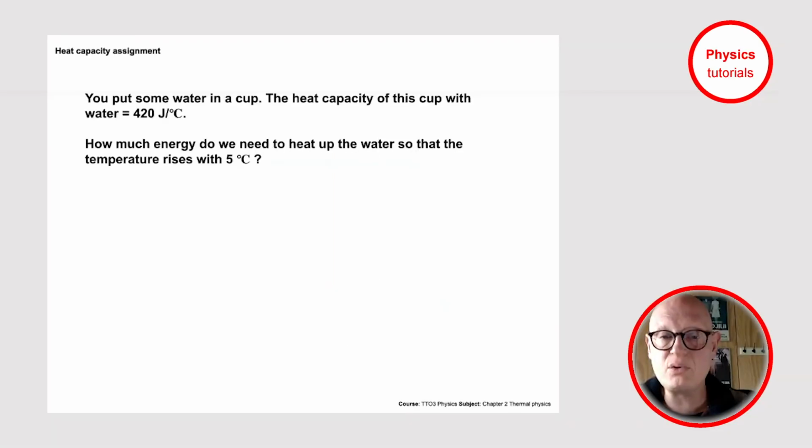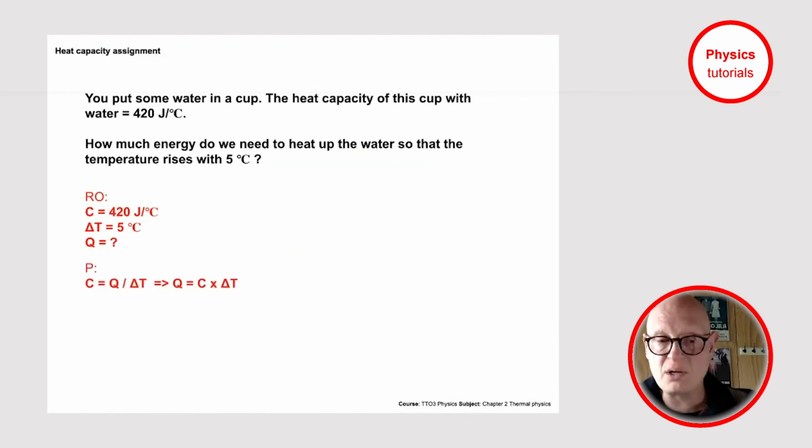Let's see if you were able to find the correct answer. First of all, I wrote down all the information from the text. The heat capacity is 420 joules per degree Celsius, and the temperature difference is 5 degrees Celsius. And the heat energy is what we need to calculate. The formula or the equation I'm going to use for this is Q equals C times delta T.